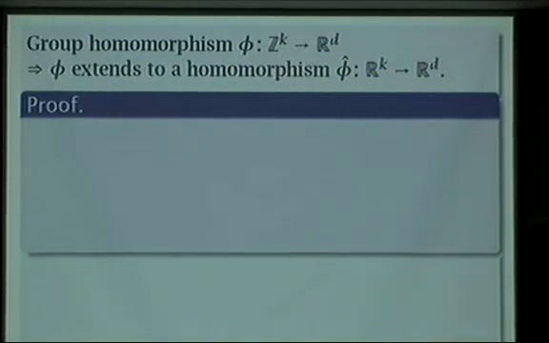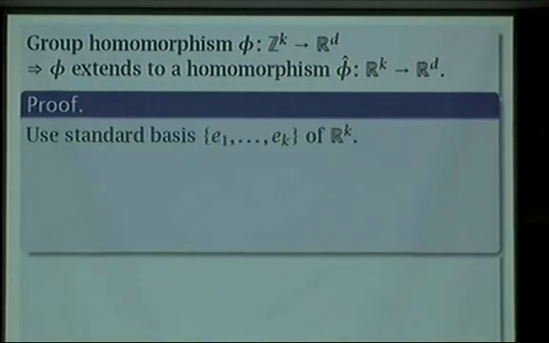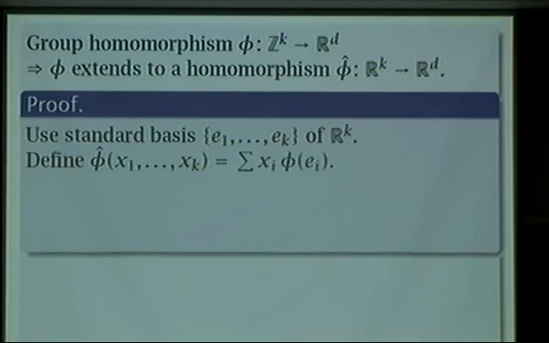In fact, let me just do it explicitly. What we do is look at the standard basis of R^K. So e1 is (1, 0, 0, 0, 0), e2 is (0, 1, 0, 0, 0), and so on. We take the standard basis of R^K, and I'll use that in place of the number 1 that I used in the last proof. We can just define phi hat of any K-tuple to be the sum: x1 times phi of e1, plus x2 times phi of e2, and so on.